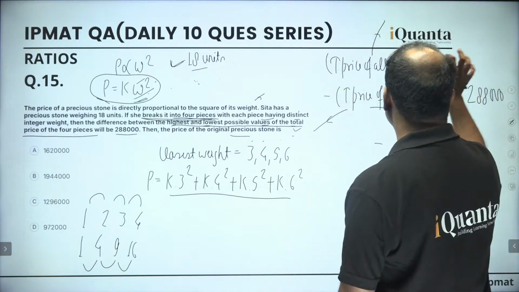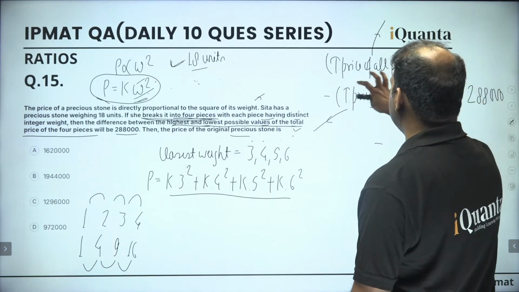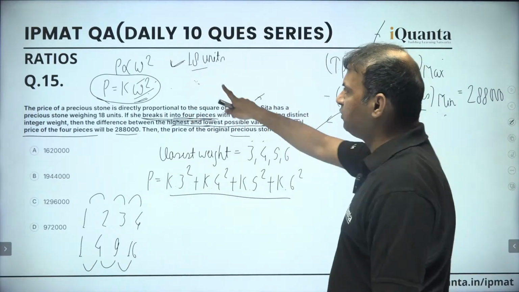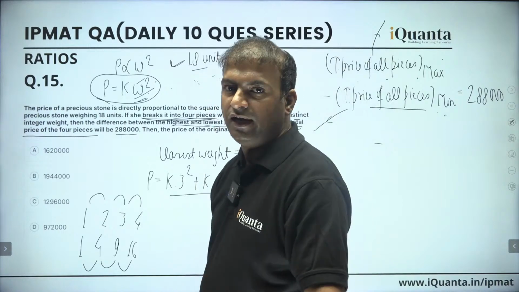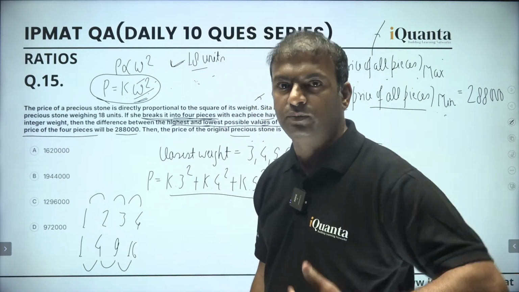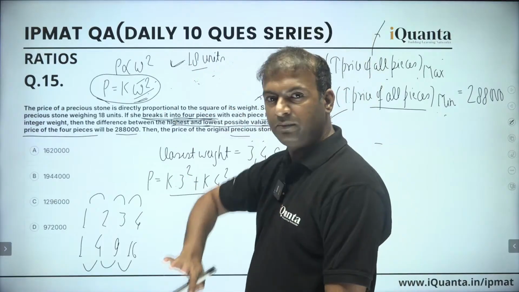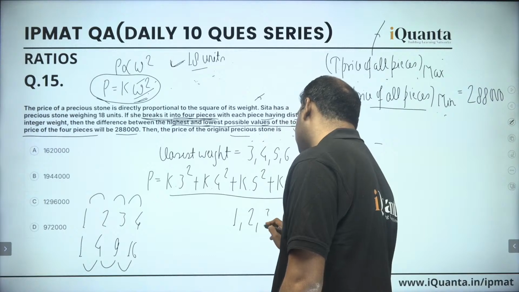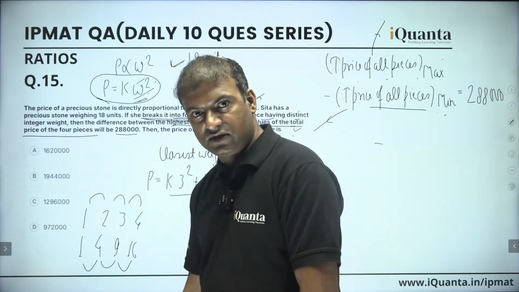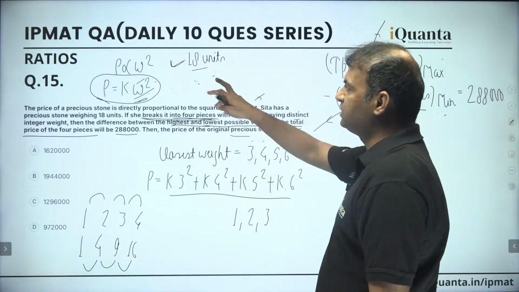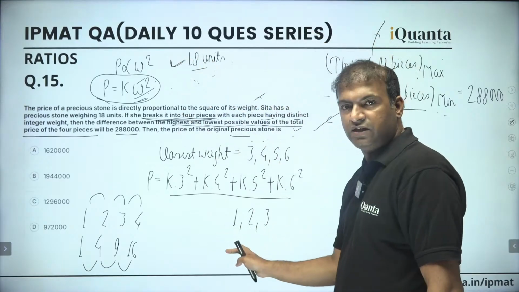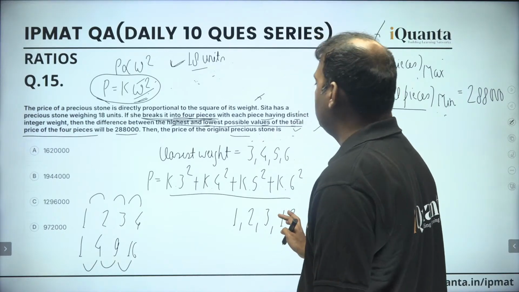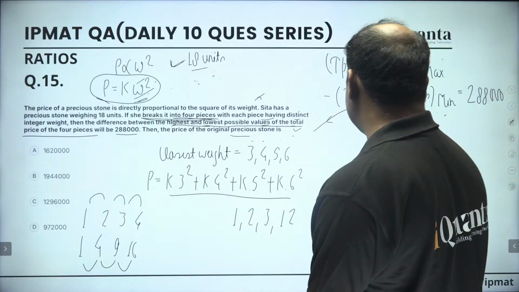Now we come to the condition for getting the price as maximum as possible. As I told you, for maximum price, we'll try to keep one weight which is a bigger number. If one weight is a bigger number, the other 3 should be the smaller numbers, since the sum of them is 18, right? So the 3 smaller numbers are 1, 2, and 3, because they have to be distinct integers. So the last one should be 18 minus the sum of these 3, which is 6, and that is 12.